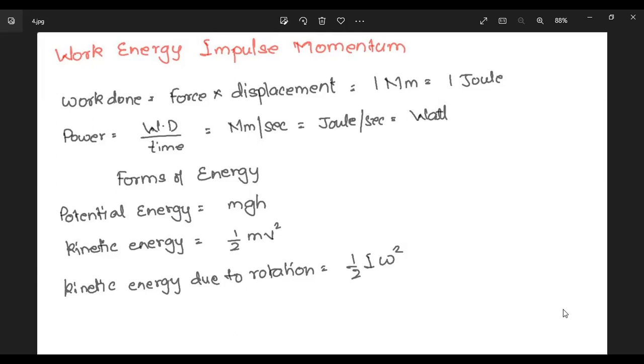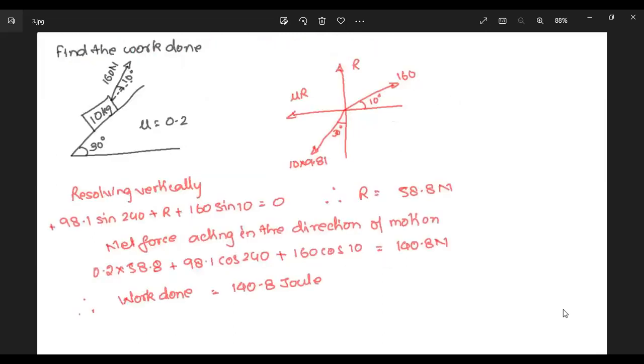It is the energy possessed by a body by virtue of its velocity. Now, if the body is rotating with a certain angular velocity omega, then the kinetic energy due to rotation is given by half I omega square. So it is similar to half m v square. Now let us take a small numerical.